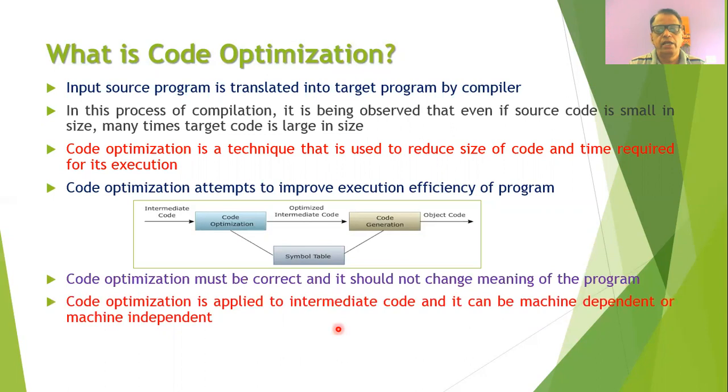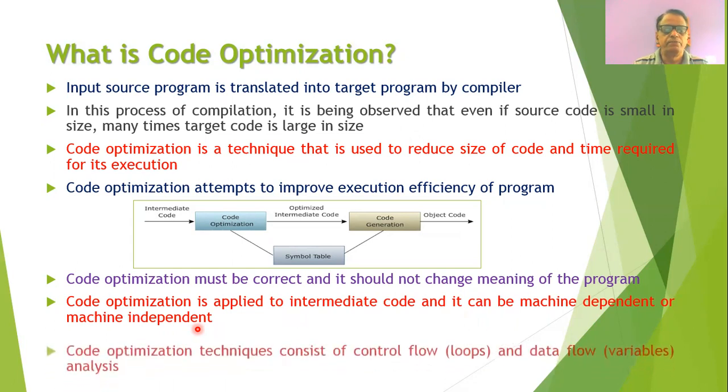Code optimization is applied to the intermediate code, and there are two ways of doing it. Either you can optimize it based on the machine, which is called machine dependent, or you can optimize the code so that it is machine independent. If you want to optimize it as machine dependent, then you must know the properties of the machine. But most of the time, what we discuss is machine independent code optimization. So as far as this session is concerned, we'll be discussing only machine independent code optimization.